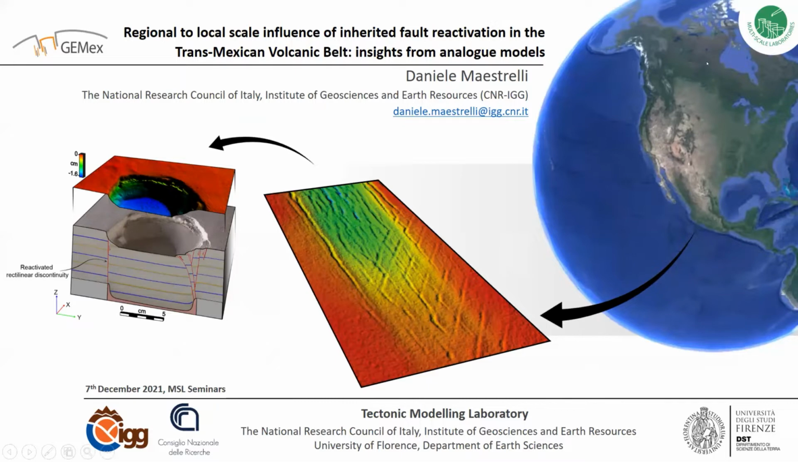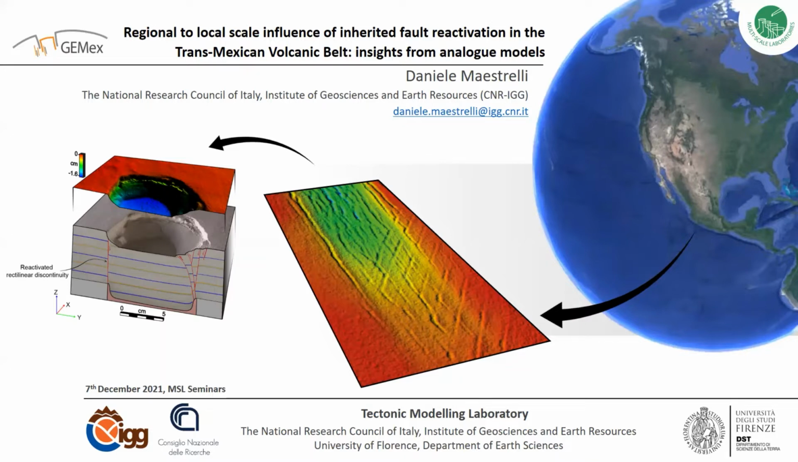And today I'm going to present some analog models dealing with fault reactivation, both at the regional and at the local scale. These models were run in the frame of the GEMEX project, which is a Europe-Mexico cooperation project focused on the investigation and exploitation of the geothermal potential of two sites in the Trans-Mexican Volcanic Belt. So we are in Mexico, and in particular, the Los Humeros and the Acoculco calderas.